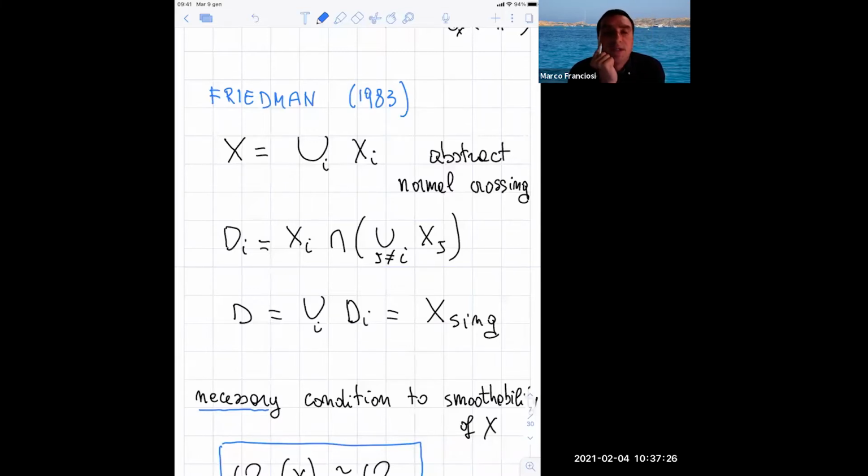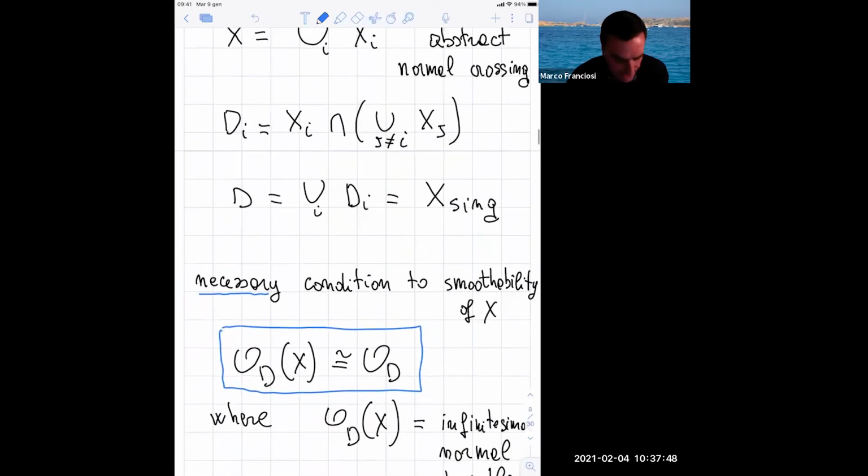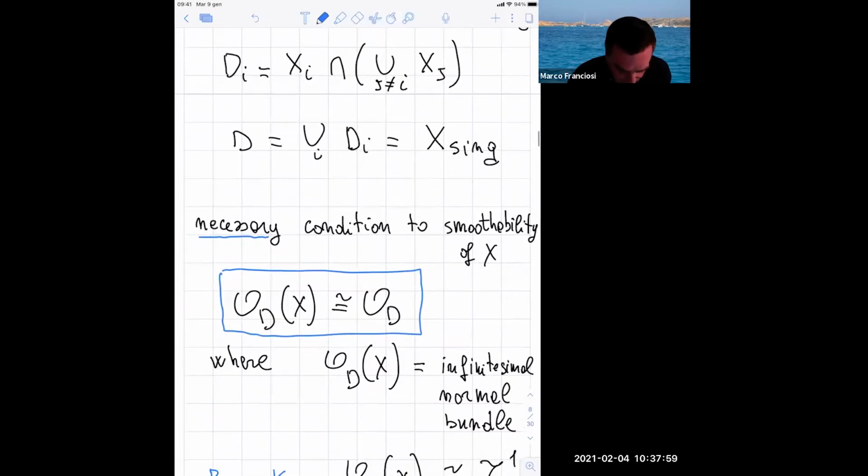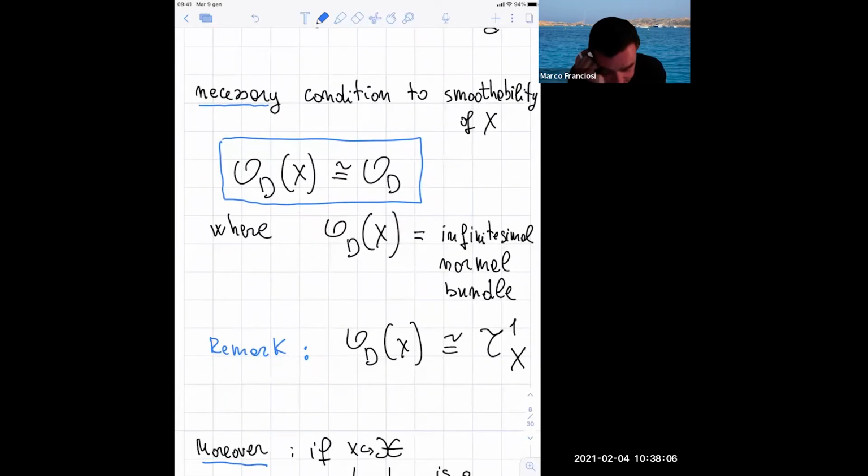So if we consider X an absolute normal crossing variety, and if we consider the intersection of X_i with the other components, and we consider the singular part of X, call it D, then a necessary condition for smoothability of X is that O_D(X) is isomorphic to O_D, where O_D(X) means the infinitesimal normal bundle of D in X. It is worth remarking that such an infinitesimal normal bundle is nothing but our sheaf T1 of X. So a necessary condition is this isomorphism in this case.